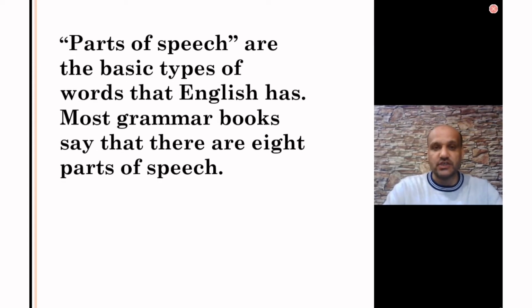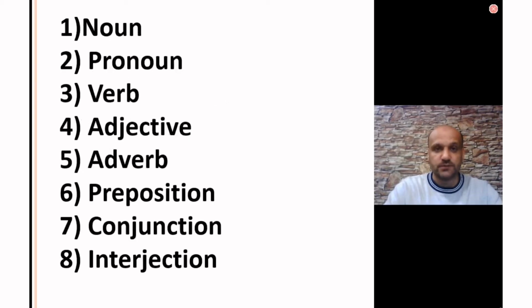Parts of a speech are the basic types of words that English has. Most grammar books say that there are 8 parts of a speech. They are nouns, pronouns, verbs, adjectives, adverbs, prepositions, conjunctions, and interjections.